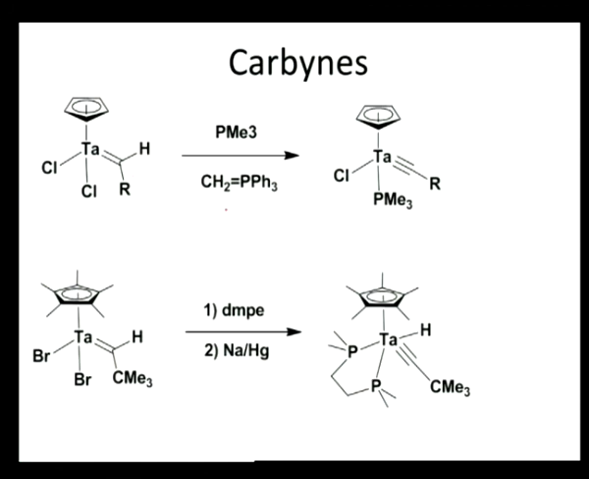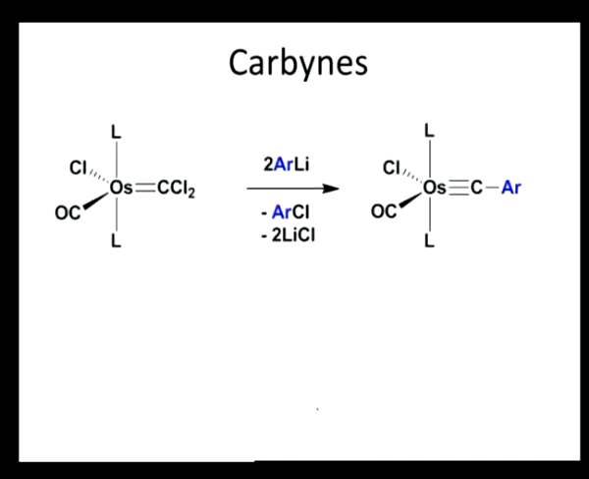One is to use ylide to abstract the proton, another is to use sodium amalgam again to reduce the oxidation state of the tantalum from what it was earlier by eliminating this bromine as sodium bromide, and this sodium bromide is eliminated and you form a tantalum carbyne complex.